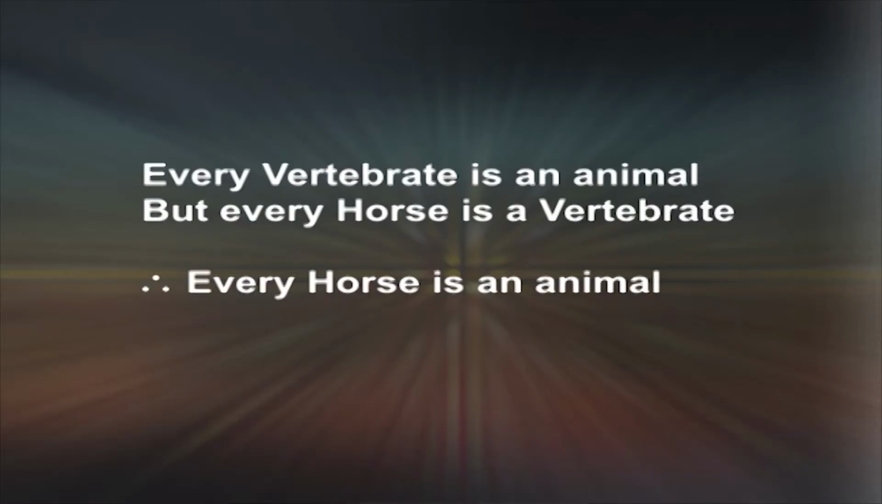Formal logic is a part of logic which examines the forms of thought with a view to ensure the correctness of our reasoning activities. Form means any repeated pattern. For example, we can see that certain patterns repeat themselves in our thinking apart from their content. The example: every vertebrate is an animal, but every horse is a vertebrate. Therefore, every horse is an animal.